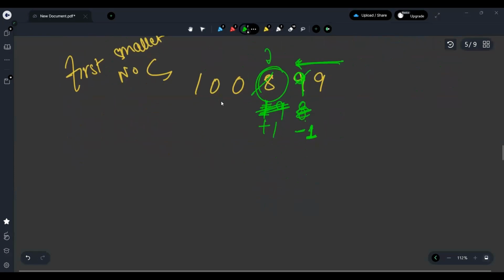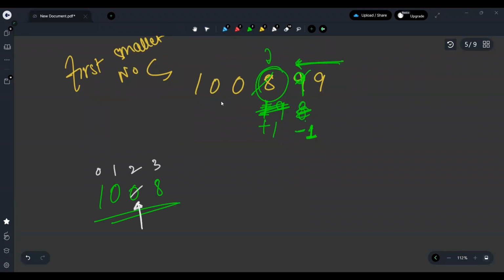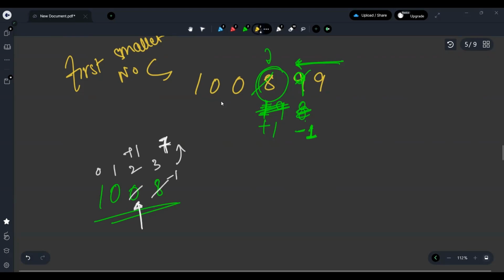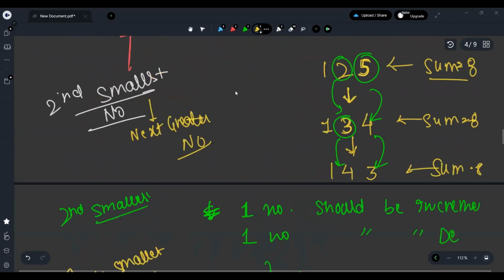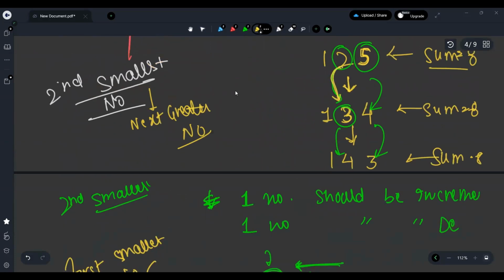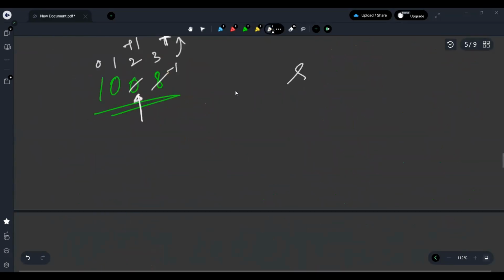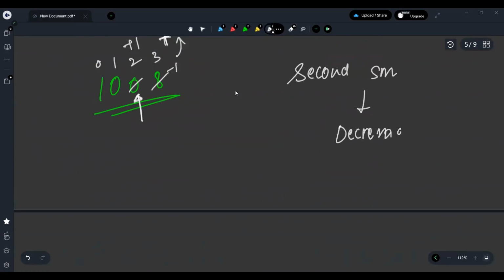So this is one test case. Now let's see a test case where 9 is not available. When 9 is not available, we come to the second last position, increment it, and decrement the last one by 1, so that it becomes 7. Why does it work? To get the second smallest number, we have to decrement the last number and increment the second last number.